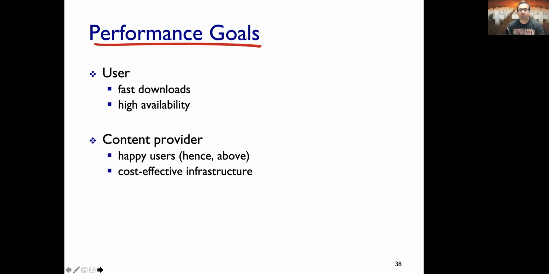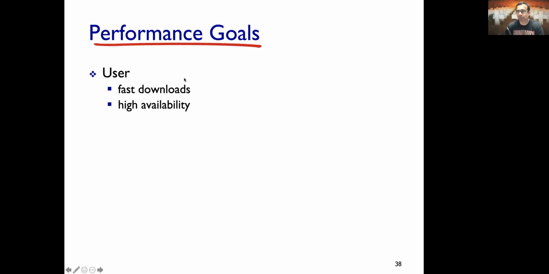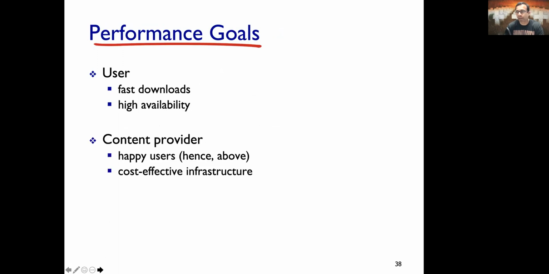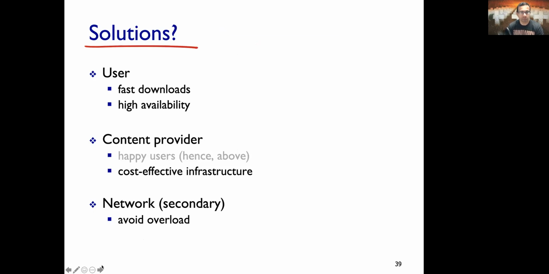So the performance goals again depend on the specific entities at play. From a user perspective, what do we want? We want fast downloads, and we want whatever websites we are accessing to be highly available. From the content provider side, what do they want? Well, they want users to be happy. They also want to keep their costs down if they can. So they want value for their money. They want to be able to distribute their content as effectively as possible while still minimizing costs. Now, the network as such doesn't really come into the picture, but you could think of it as a secondary factor in this case. Generally, we want to avoid the network being overloaded, because if it is, obviously the users will suffer, and similarly, the content providers will also suffer.